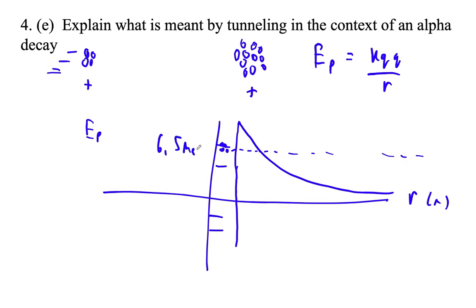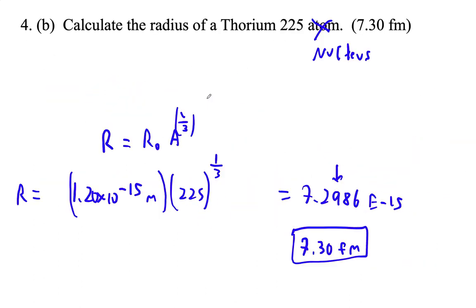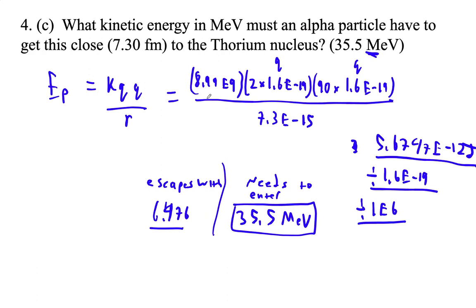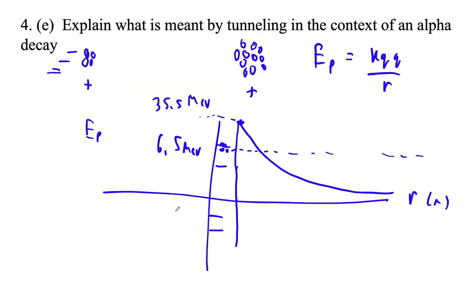It's 6.5 MeV. But to get the alpha particle back in, you've got to get over the top of this thing, and this thing is 35.5 MeV. We just figured that out. So to get that close, we need that much energy. To get out, though, somehow it has this energy. That was a great puzzle for them.